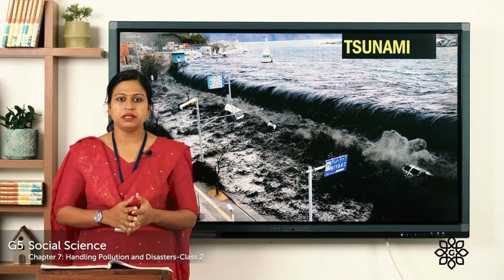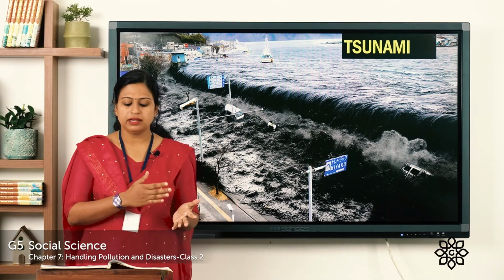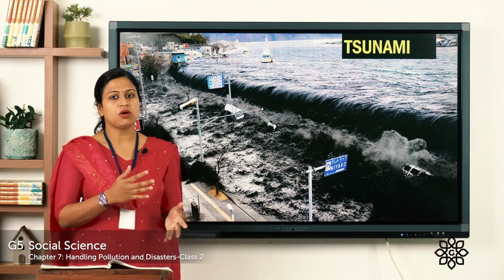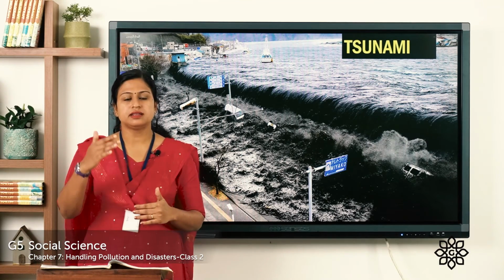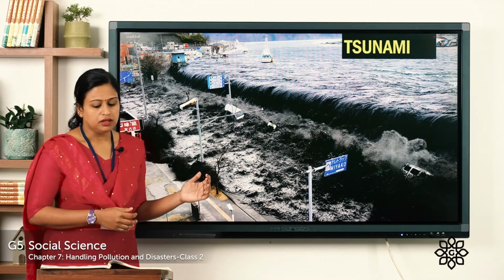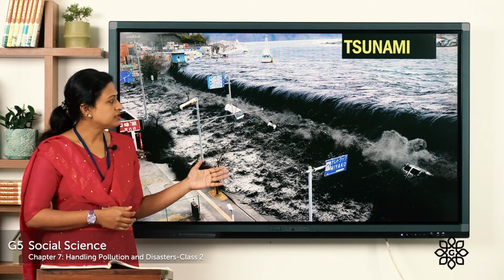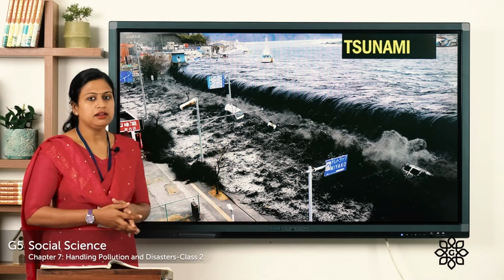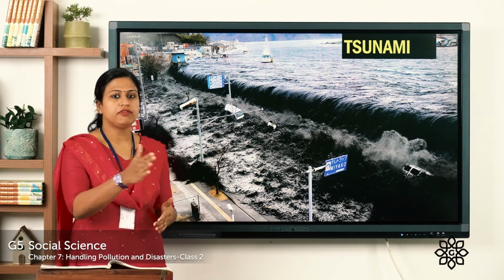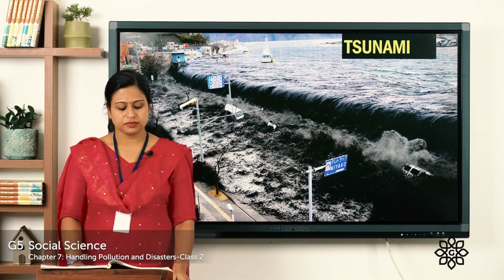Next, we will discuss tsunami. So, here what happens? An earthquake or volcanic activity or explosion in the seabed that causes sea water to rise in a very high wave is known as a tsunami. It causes great loss of life and destruction. It is caused due to the movement of waves in and out.